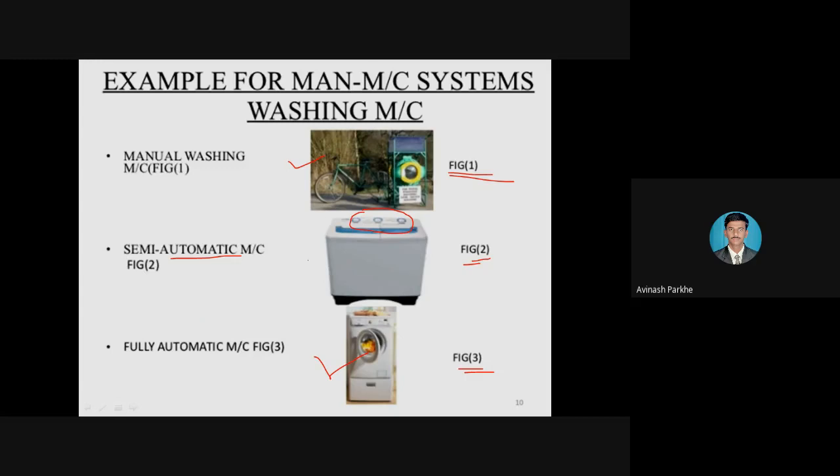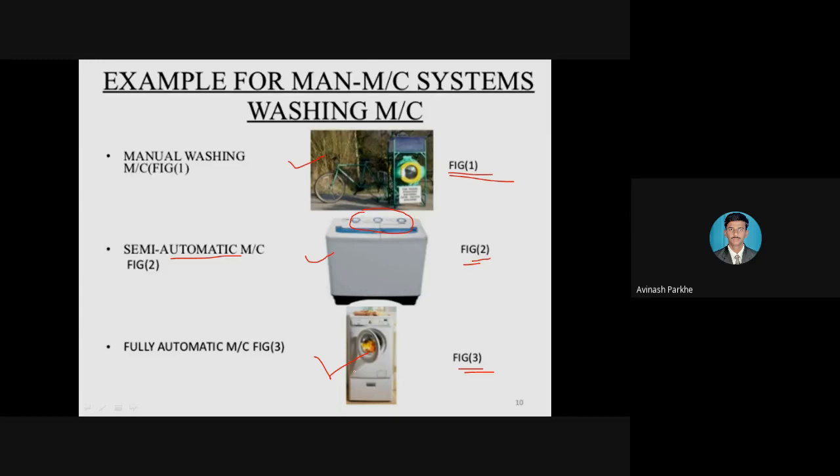In the last 15 to 20 years, the second type of figure, such washing machines have been available in our homes. And now the system is invented, whatever the third figure is given, that third figure is called a fully automatic washing machine. Such types of washing machines are available in our homes, where it is fully automatic.